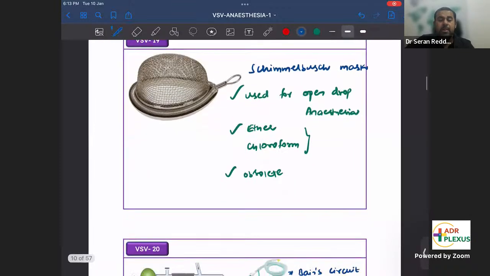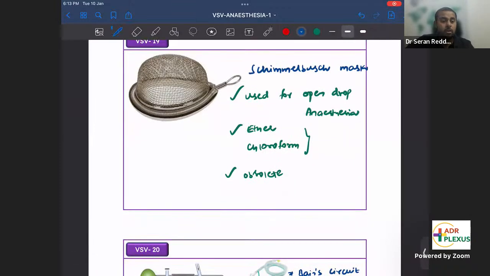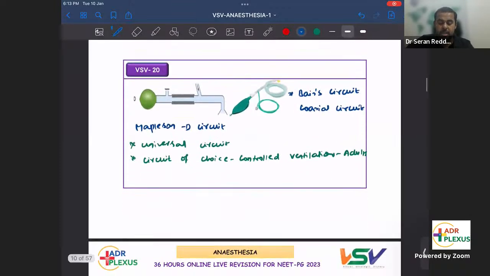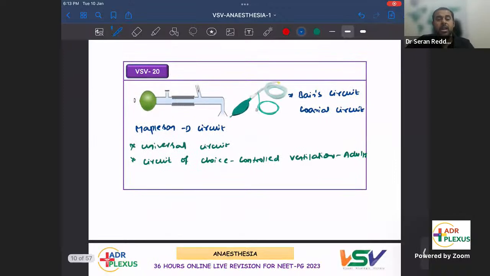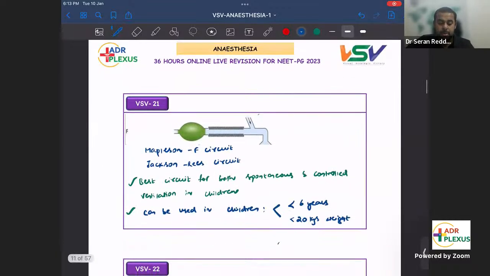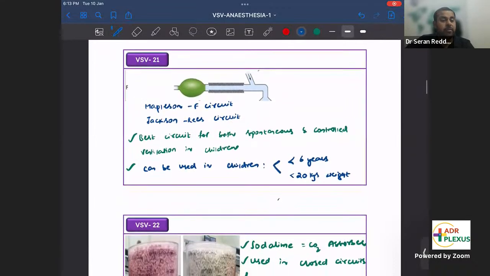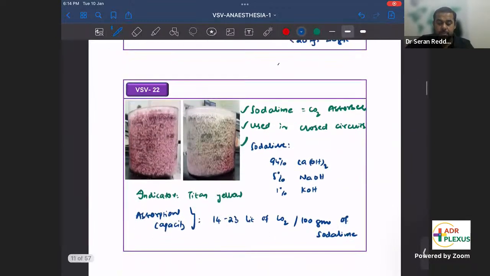And this Schimmelbusch mask is used for open drop anesthesia, ether and chloroform were used in olden days. Now it is obsolete. Then coming to Mapleson systems, it is the Mapleson D, which is the universal circuit of choice for both controlled and spontaneous ventilation. Circuit of choice for controlled ventilation. Then Mapleson F circuit or Jackson Rees circuit, best circuit for both spontaneous and controlled ventilation in children, can be used in children less than 6 years and 20 kg weight.